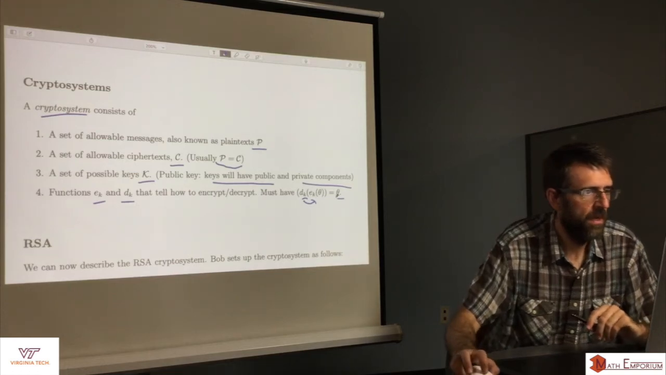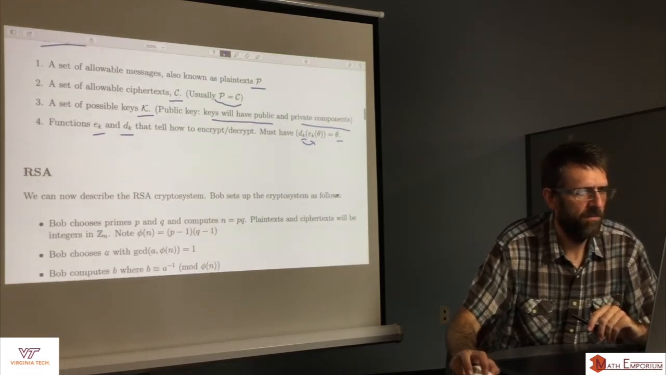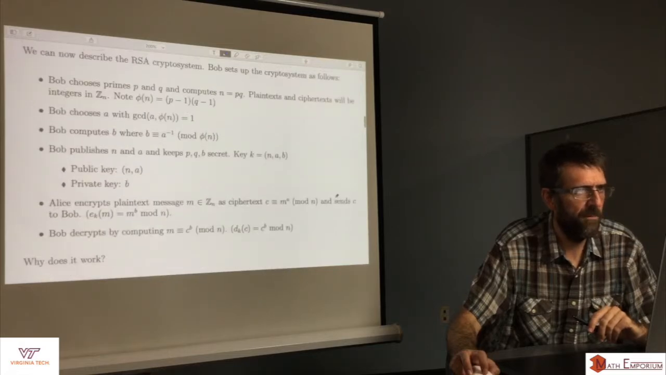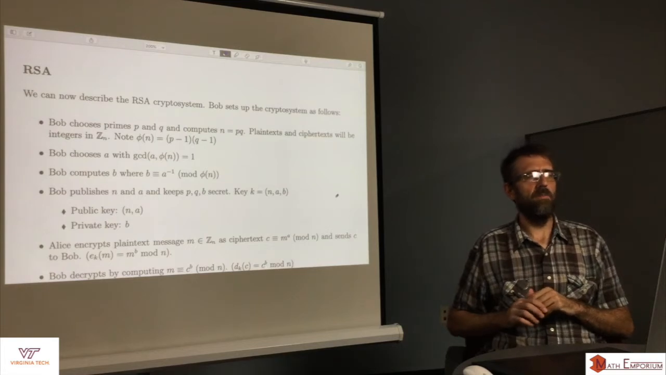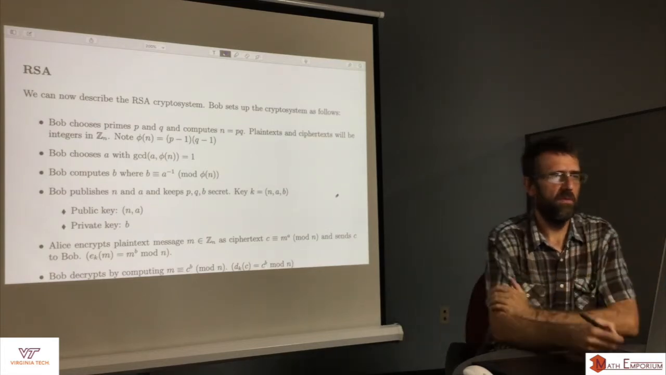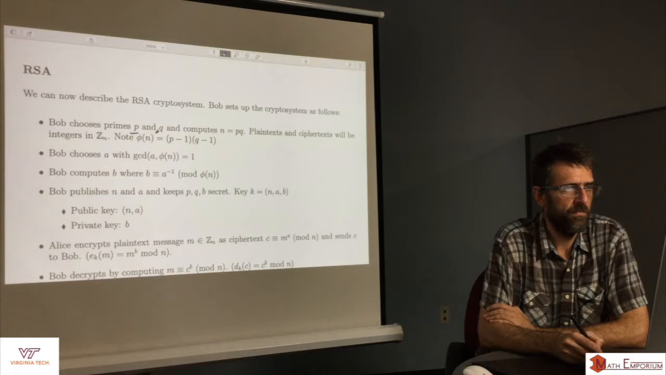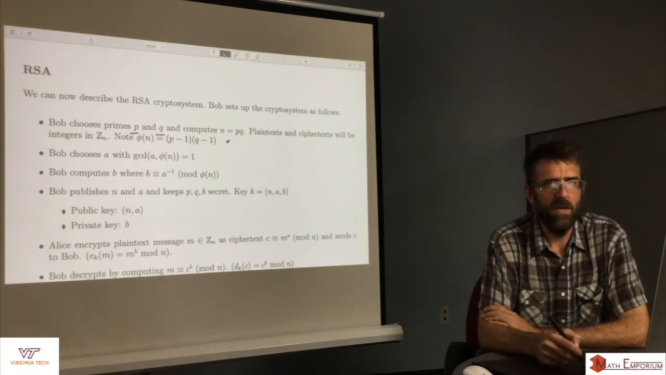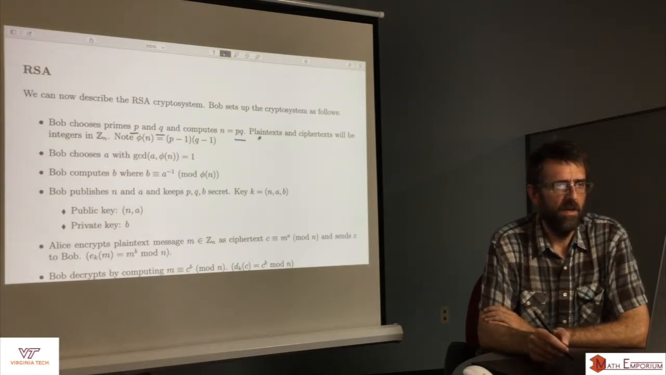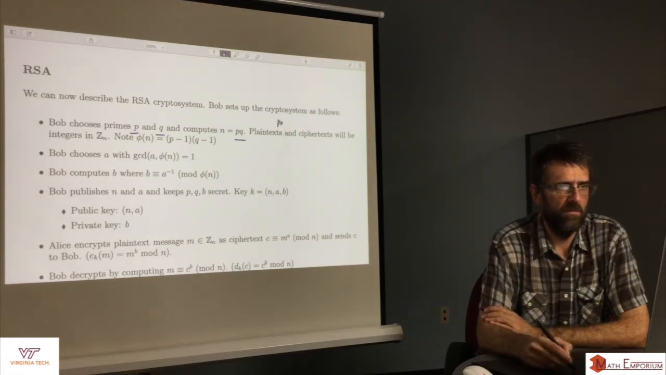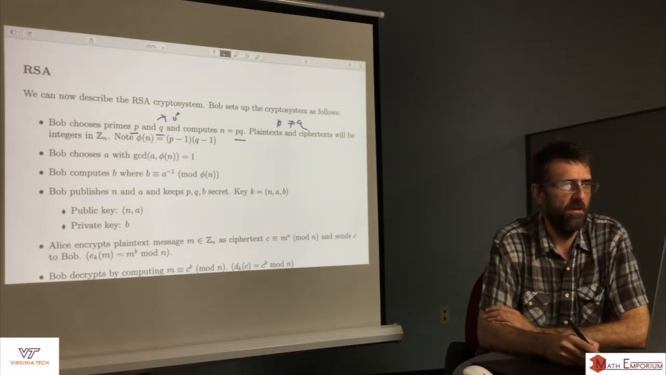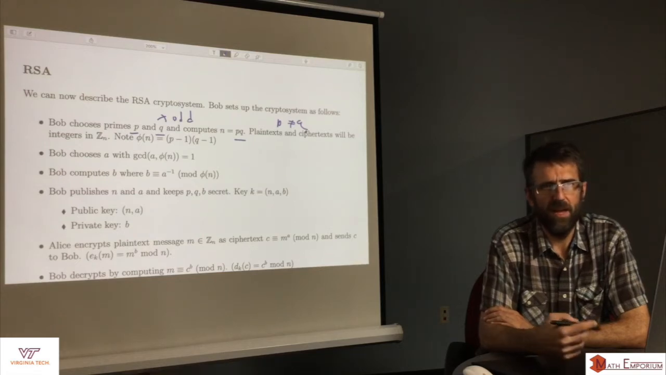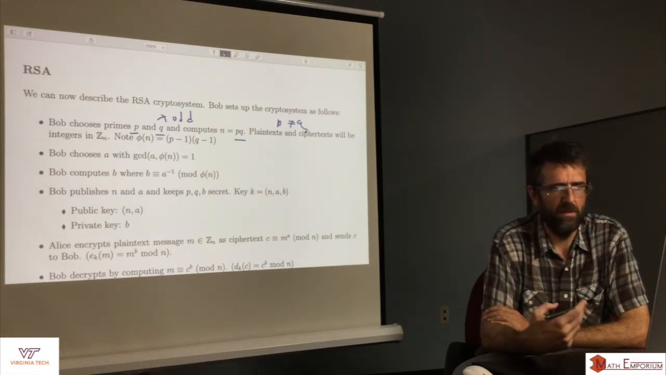All right, so we're going to describe RSA now. We'll assume that Bob is the party that's doing the setup here. So here's what Bob's going to do. Choose primes p and q, and compute the product of those primes. We should note here that p and q should both be odd primes, and they should not be equal to each other. So we need to pick two distinct primes here.